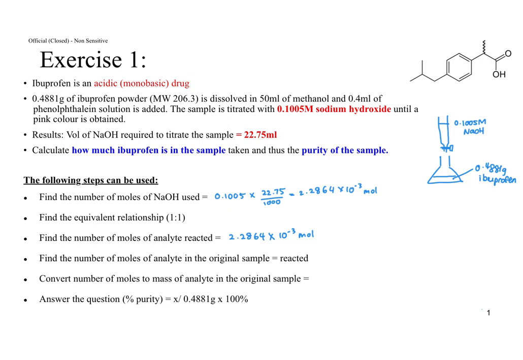The number of moles of ibuprofen in the original sample is also the same because the entire sample of 0.4881 grams of ibuprofen was dissolved in the methanol and the whole thing was titrated with sodium hydroxide. So the number of moles of analyte in the original sample is also 2.2864 times 10 to the power of negative 3 moles.